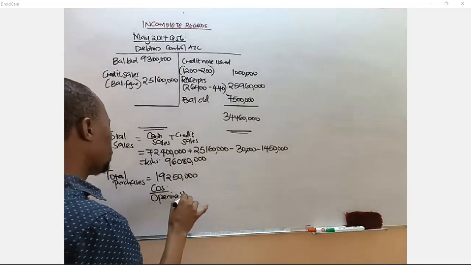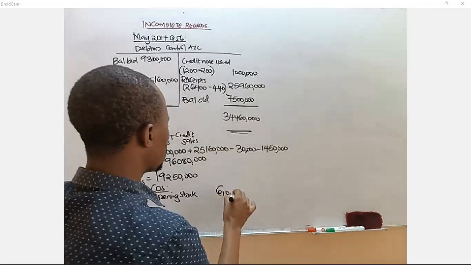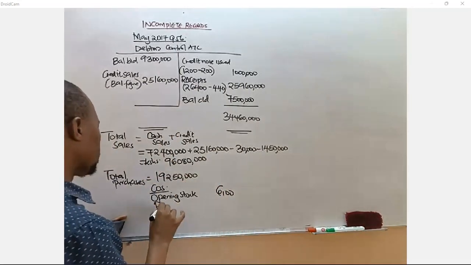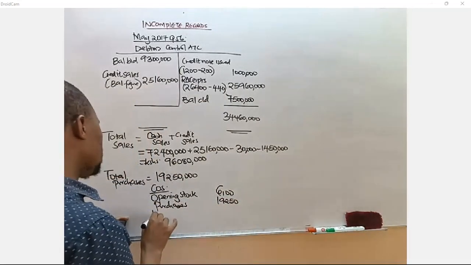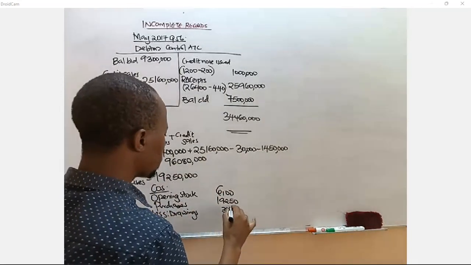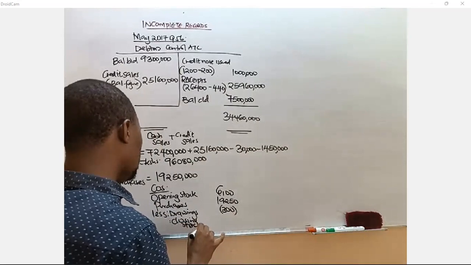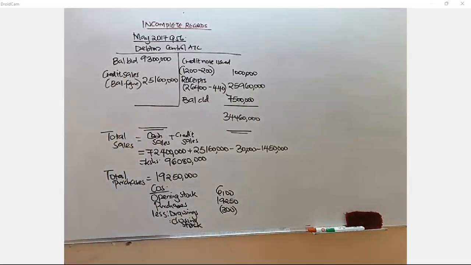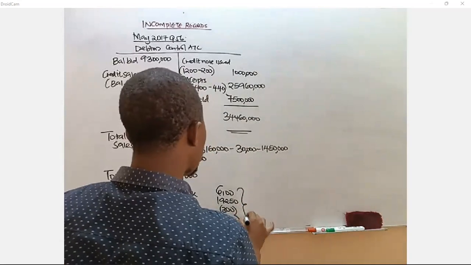Our opening stock was how much? When I look at the question, the opening stock, the inventory, is 6.1 million, so 6,100. Then we had our purchases, which were 19,250. Then we less drawings, which were 300,000, and also we less closing stock, which, when I look at inventory, was 4,200. What would be my cost of sales?